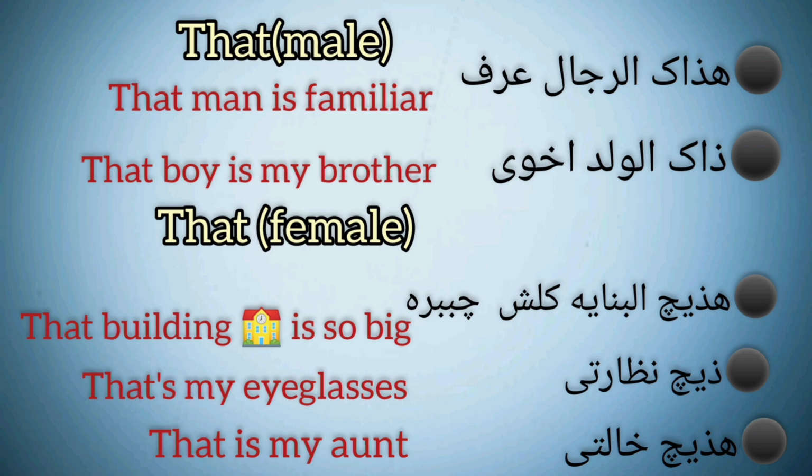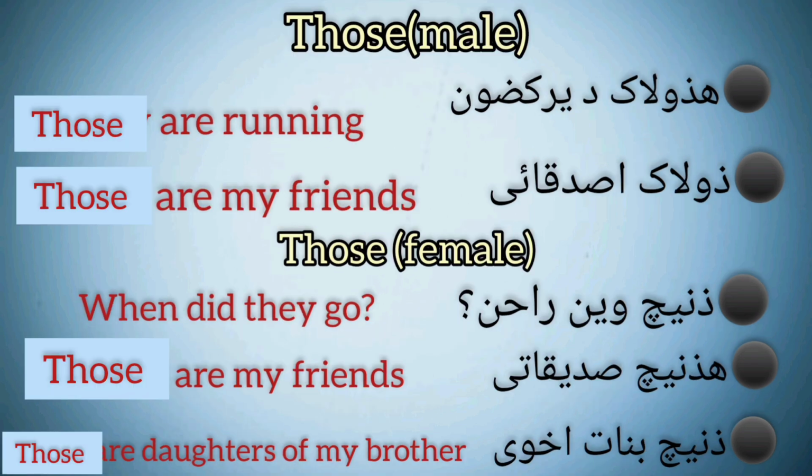هذيج خالتي. That is my aunt. And some examples for plural one. Those. هذولاك دي ركضون. They are running. As we said before, the letter "de" is basically for making present continuous tenses in Arabic. Okay? With adding "de", you can make verbs present continuous.